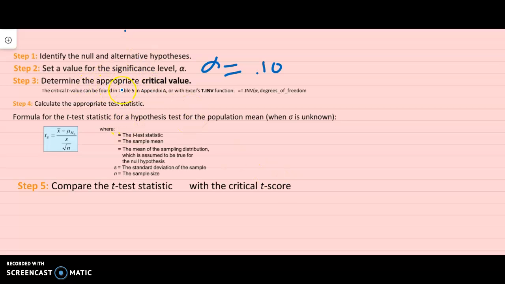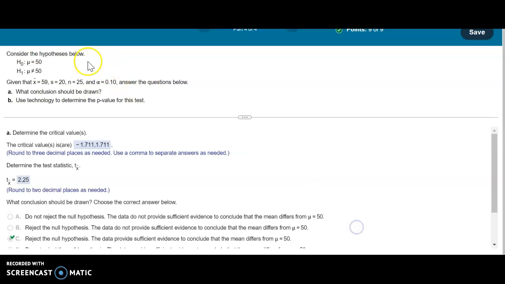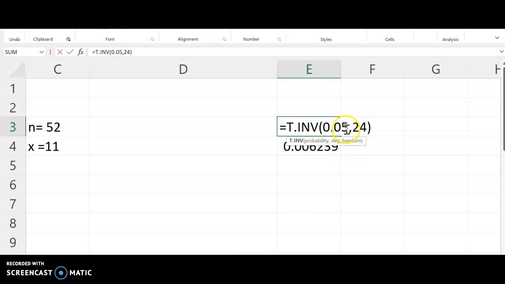All right, and then determine the appropriate critical value. So this is where we're going to use t.inv, but this time, since it's a two-tailed test, and the reason we know it's two-tailed is because we have equal and not equal to, when we put this in, we're going to divide it by 2. So 0.10 divided by 2 would be 0.05.